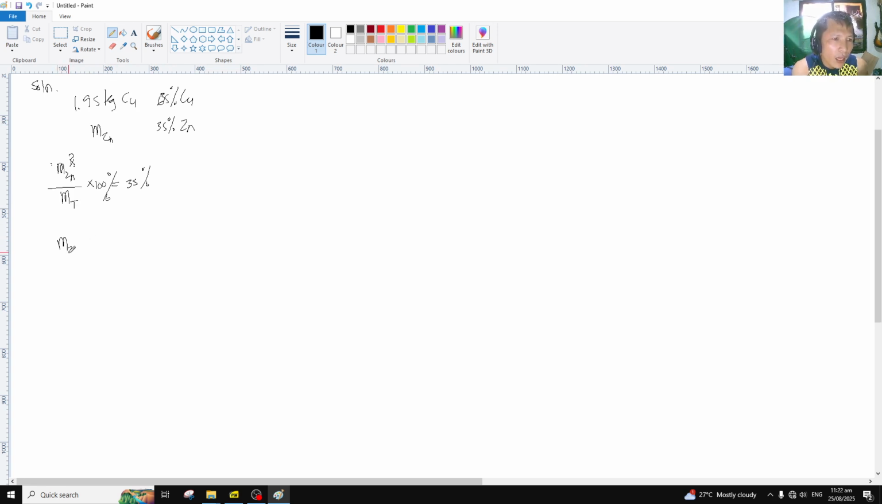You say mass of zinc is equal to 35 all over 100%. By algebra, I could put it down here and then multiply it here. So that's simple algebra. Then I'll define the mass total. So 35 divided by 100 is 0.35. The percent cancels. So the mass total is actually the mass of zinc plus the 1.95.